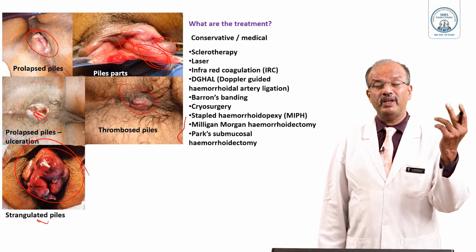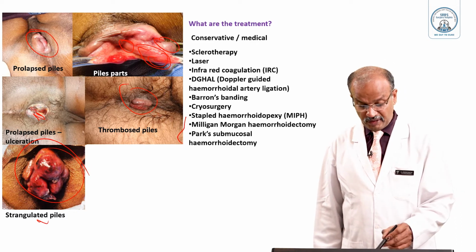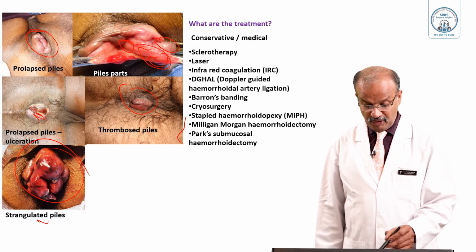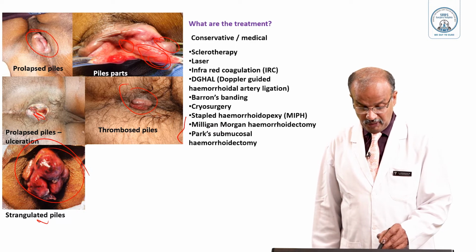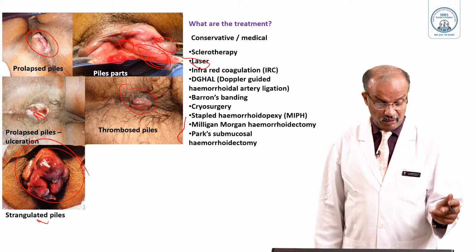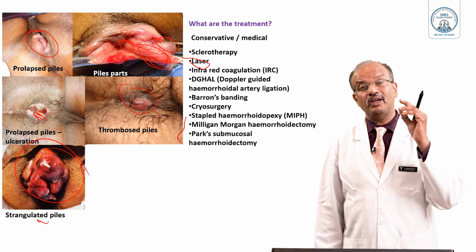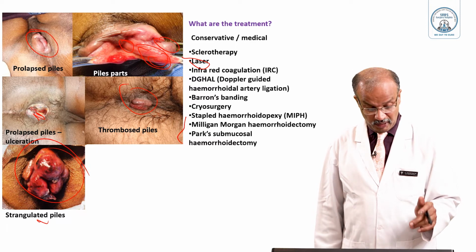Commonly asked: enumerate surgical procedures for hemorrhoids. Just remember this: sclerotherapy, laser, infrared coagulation, DHAL, Barron's banding, cryosurgery, stapled hemorrhoidopexy, Milligan-Morgan, Parks hemorrhoidectomy. Laser is very useful. Sclerotherapy is also done. So many procedures are there, remember. Very commonly asked questions. Theory they will ask, viva they will ask, MCQs they will ask, remember.